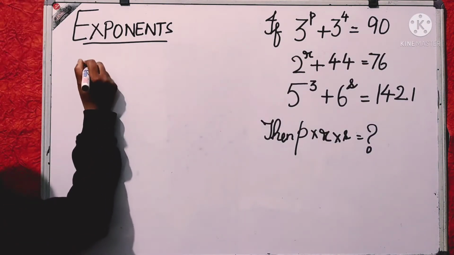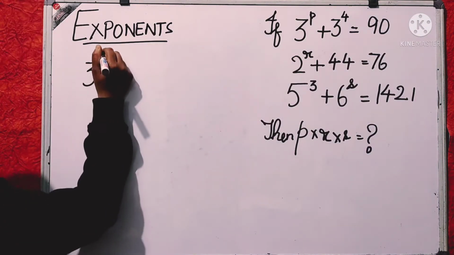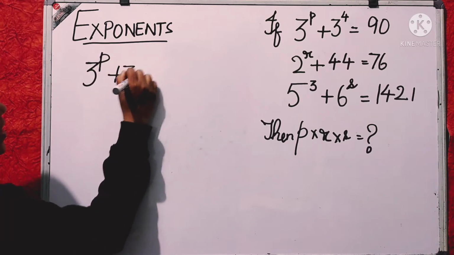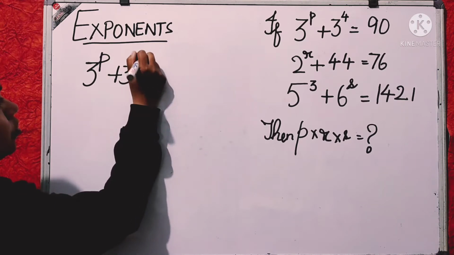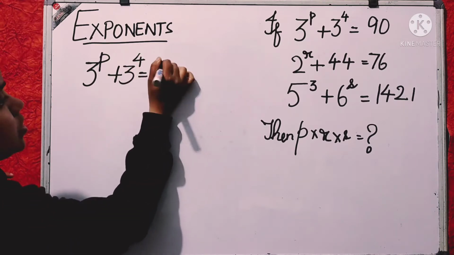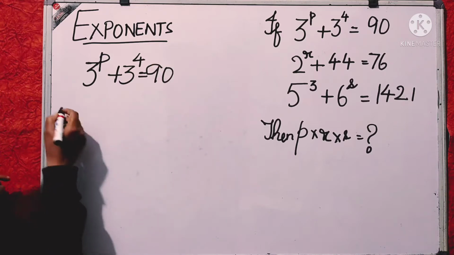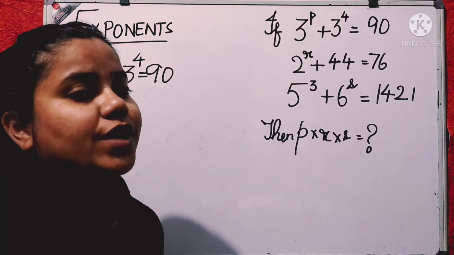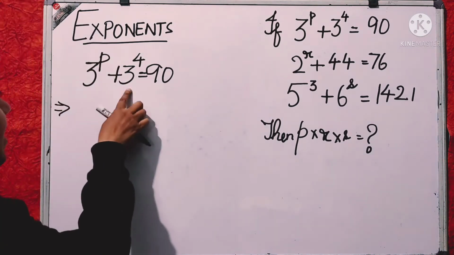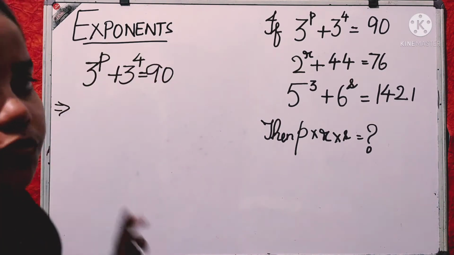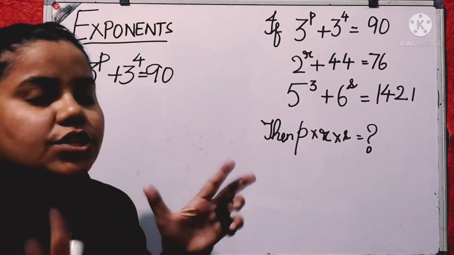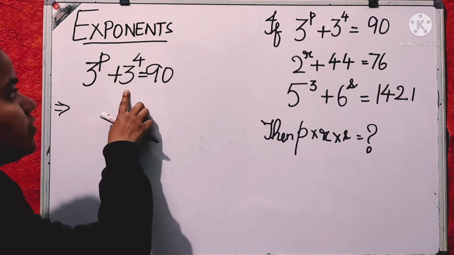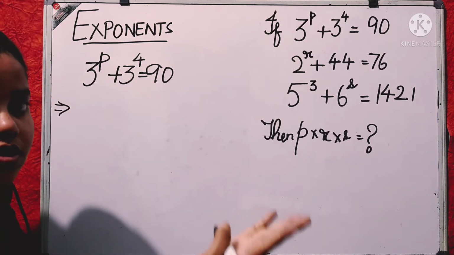It says that 3 raised to the power P plus 3 raised to the power 4 is equal to 90. Now, when we are solving questions related to exponents, either the base has to be the same or the power has to be the same. But we don't have any such condition over here. So we are going to solve these equations for the constant.